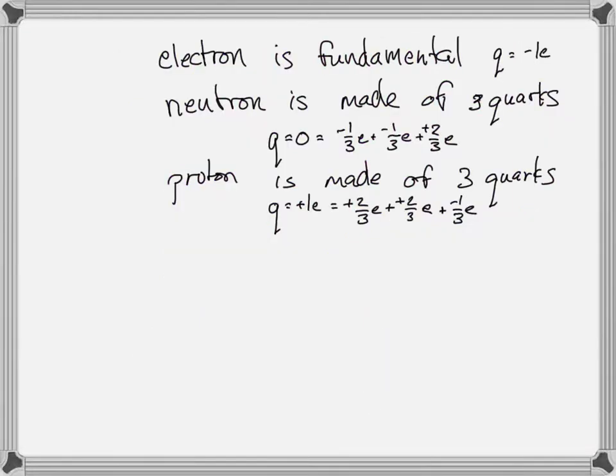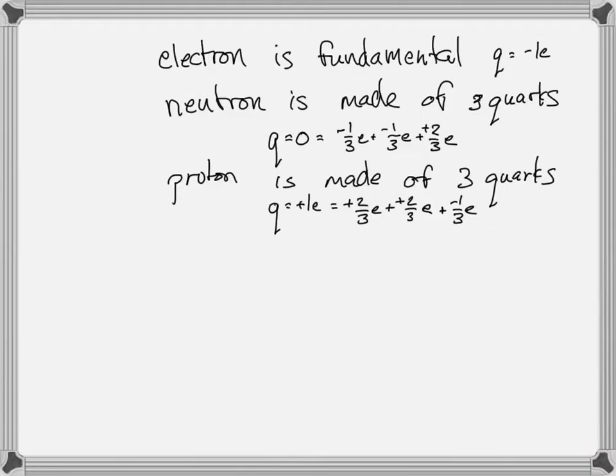As far as we know, electrons are fundamental. They're not made of quarks. We can't break them up. And they have a charge of minus 1e, where e is 1.6 times 10 to the minus 19 coulombs. A neutron is made of 3 quarks. Each of the quarks has 1/3 e charge, or 2/3 e charge.